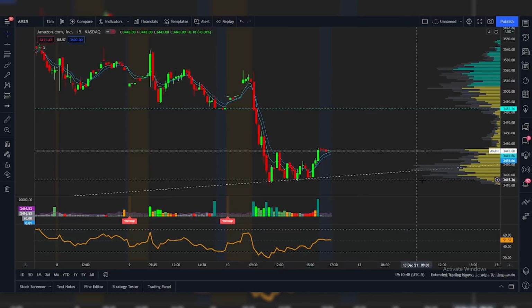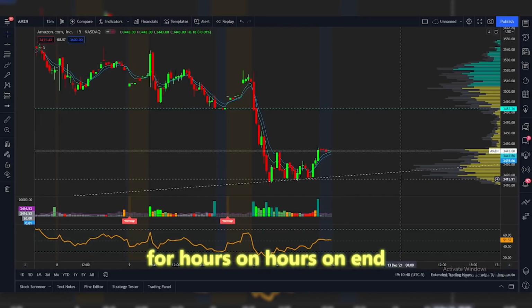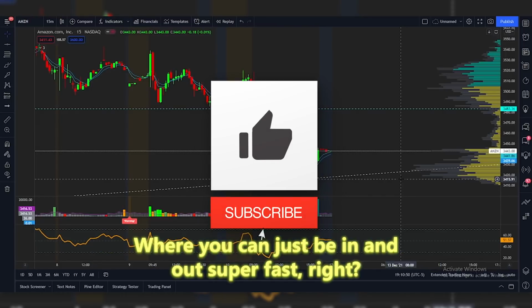So definitely check these out. Let me know if you guys try it. Definitely try paper trading with it first. See how it works for you and if it fits your personality, because not many people like holding for hours on end, where you could just be in and out super fast, right?